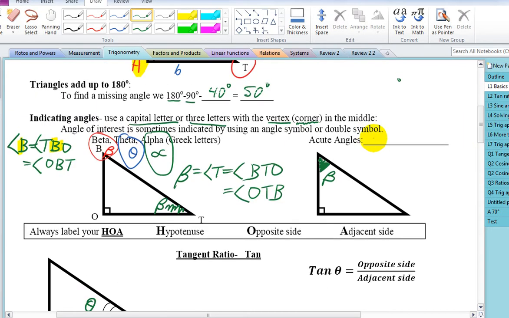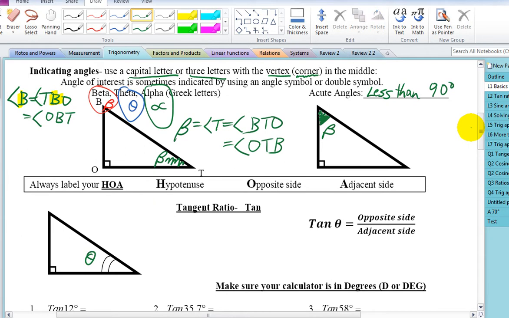Okay, so acute angles. Those are angles that are just less than 90. So when they say acute angles, you can really ignore it because all the angles in the triangle that you're trying to find will be acute. So some basics. HOA is really important. Always label your HOA. It stands for hypotenuse, opposite, adjacent side. If you label in that order, you can't go wrong. If you don't, it'll be tough. So what we're trying to do now, looking at this is what we call our angle of interest.